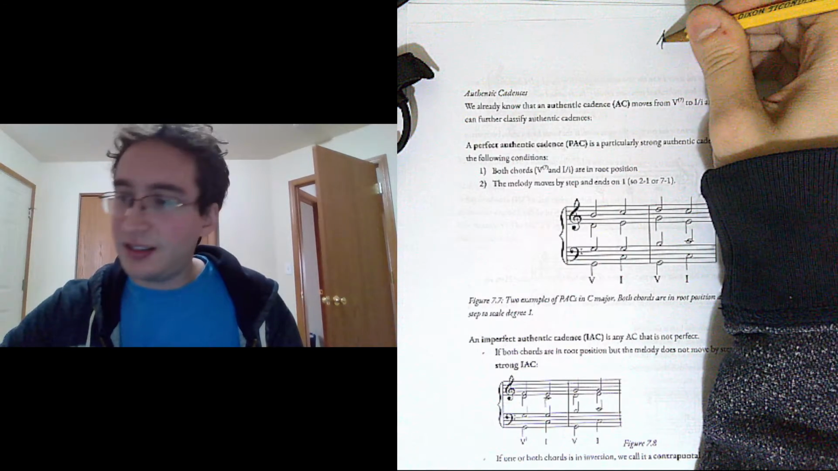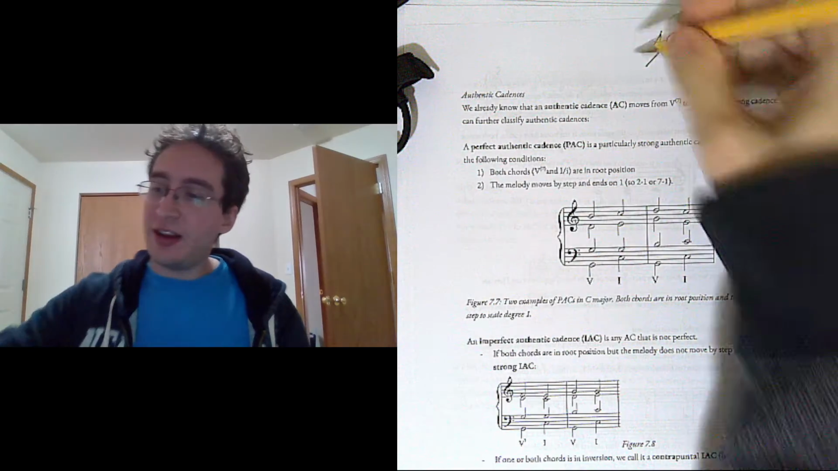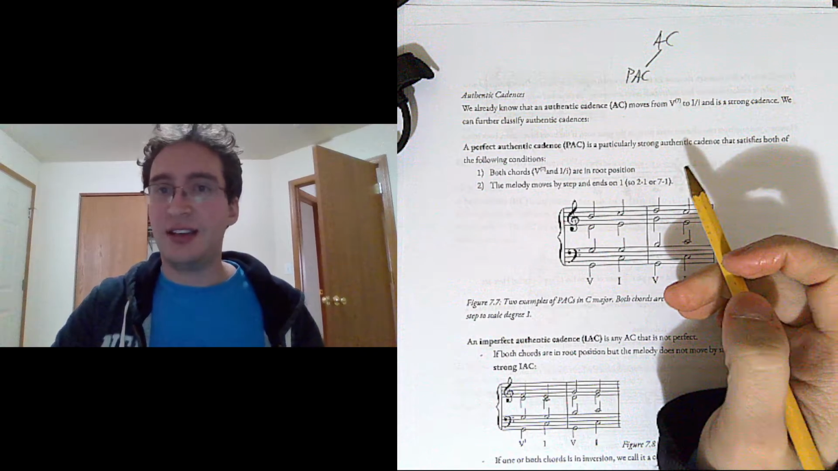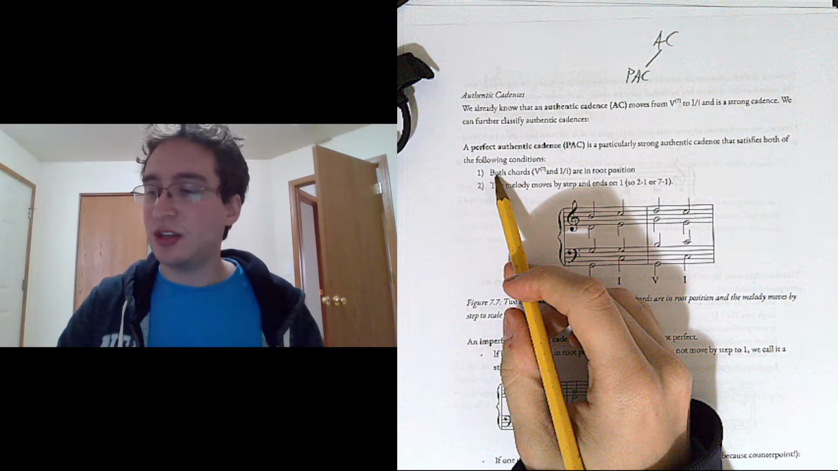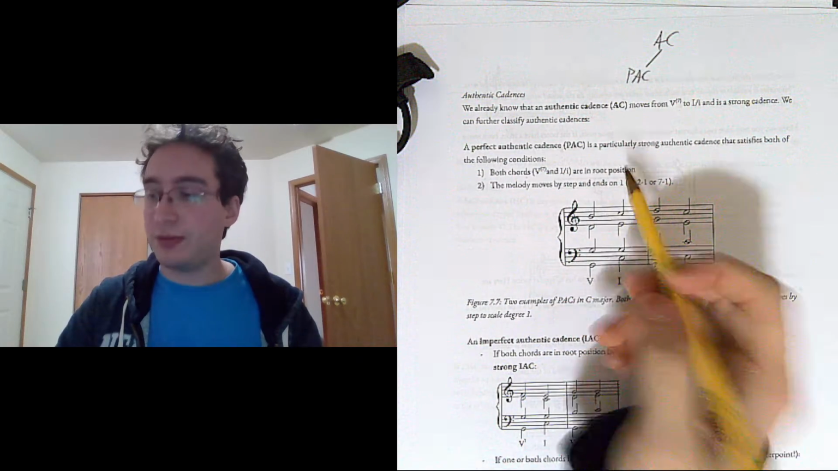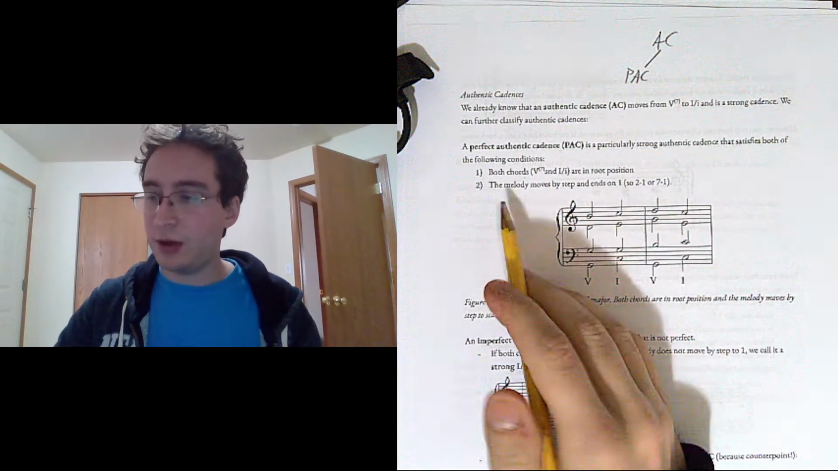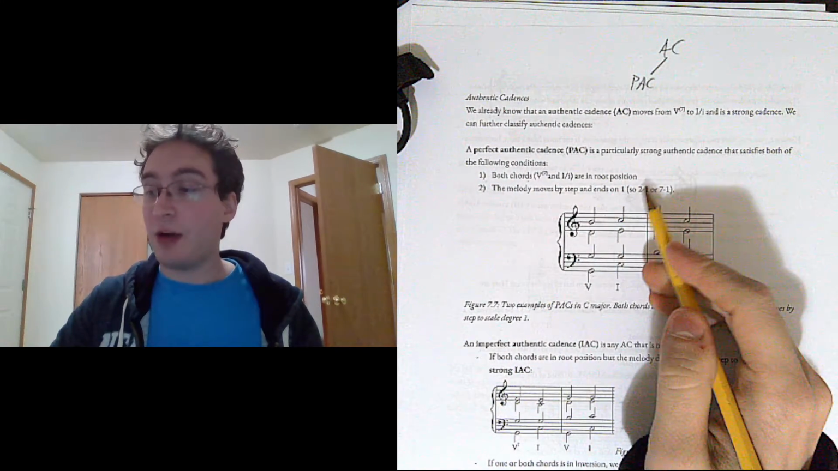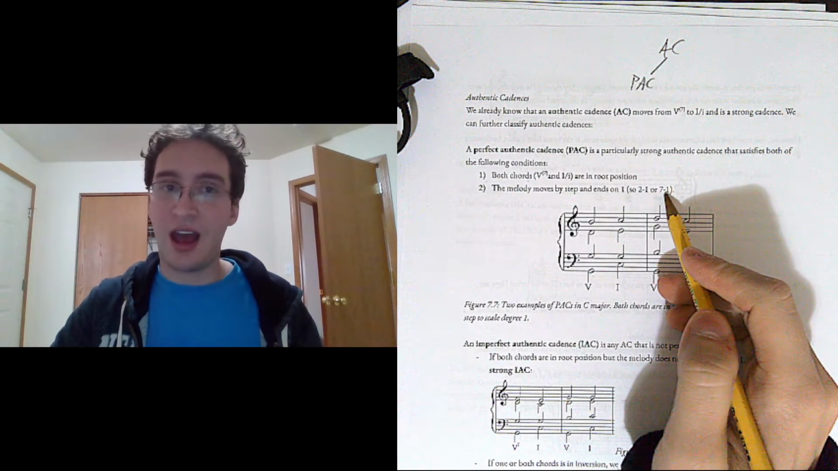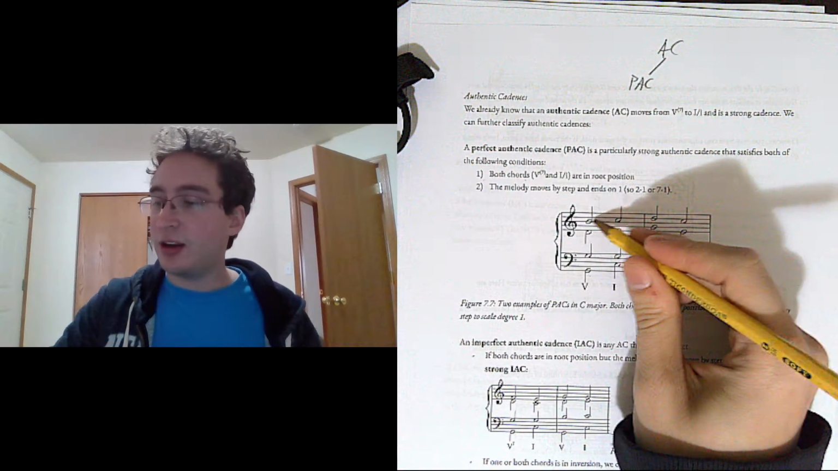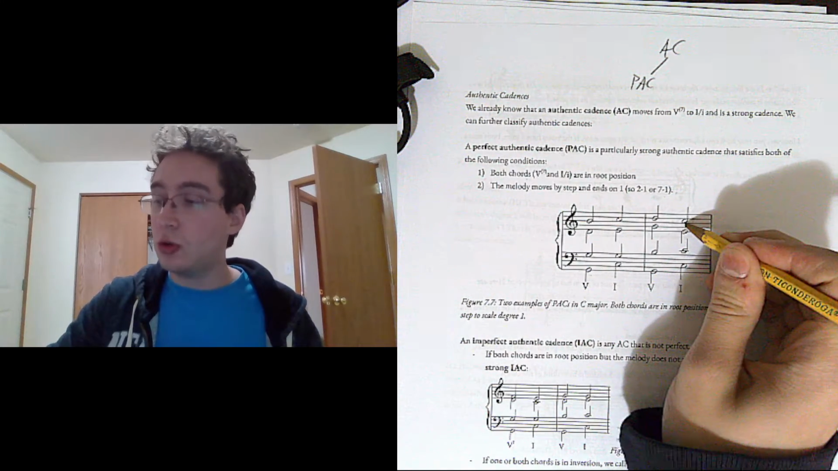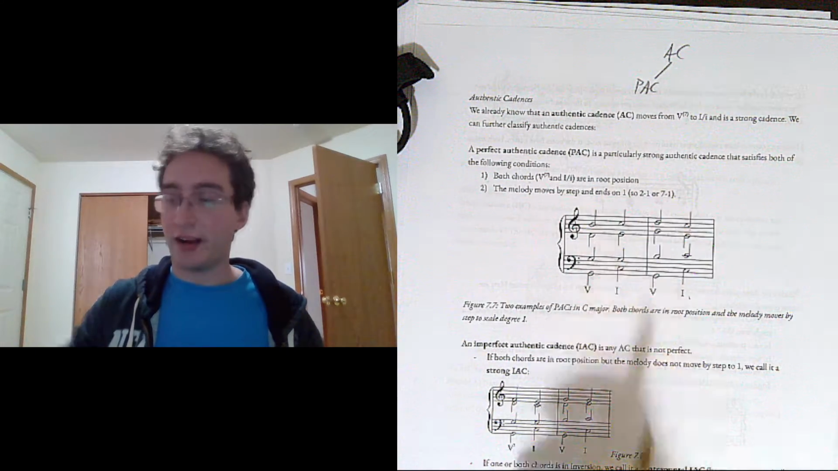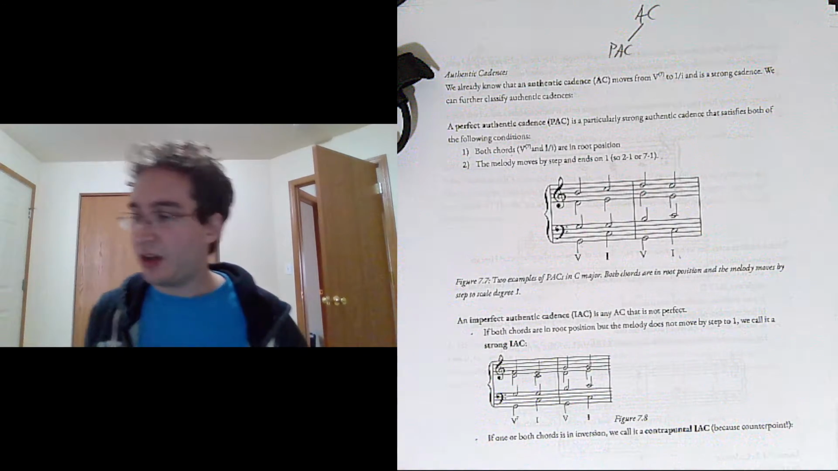So authentic cadences is our root. One kind of authentic cadence is a perfect authentic cadence. It's the strongest kind of authentic cadence, and it satisfies both of these conditions. The first condition is that both chords are in root position. So root position 5, root position 1, beautiful. The melody moves by step and ends on 1. So it has to go either 2 to 1 or 7 to 1. So here the melody goes 7 1, and here it goes 2 1, and both are in root position. So root position check, melody by step end on 1 check. So these are two examples of perfect authentic cadences.